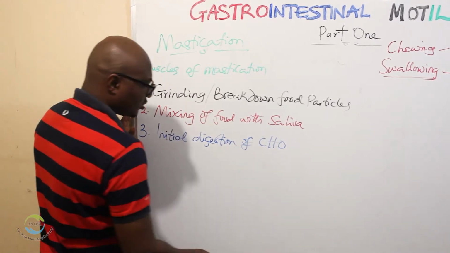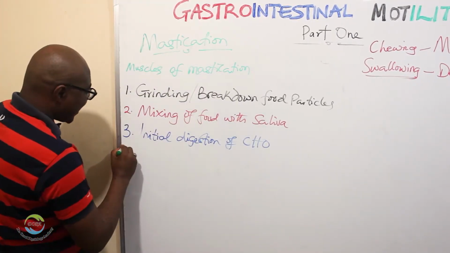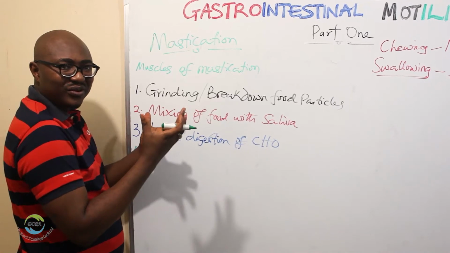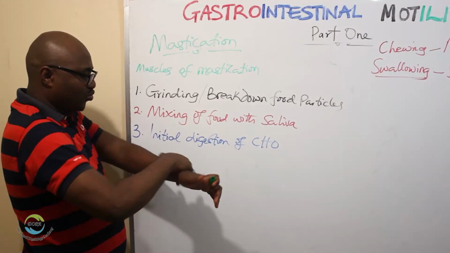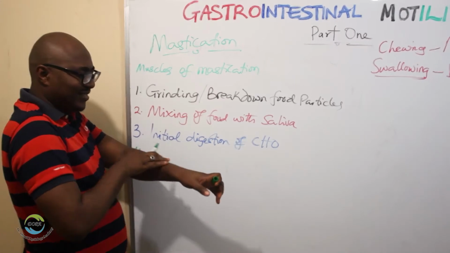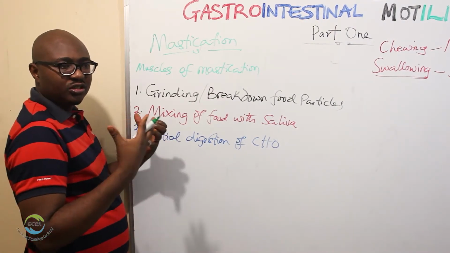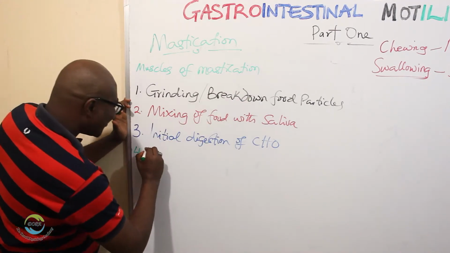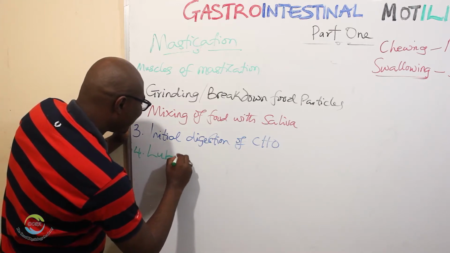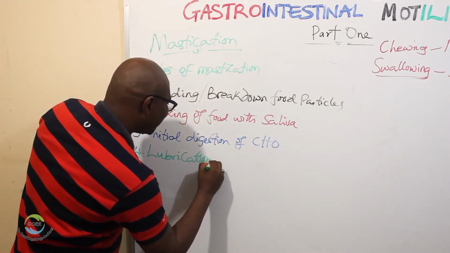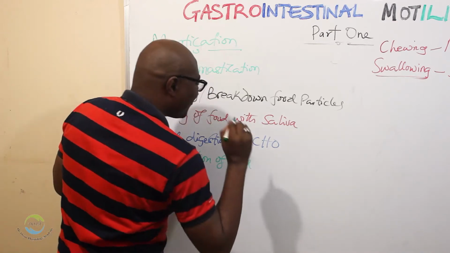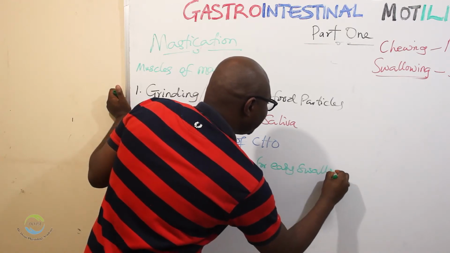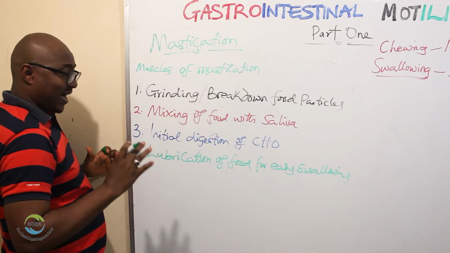Then another one is that saliva in itself also has lubricants. You know what are called lubricants? Lubricants are things that when you rub them on something, they reduce friction so that it can easily move and slide over another surface. So that saliva does what? Lubrication of food. Lubrication of food for easy swallowing. So those are the things that are happening.